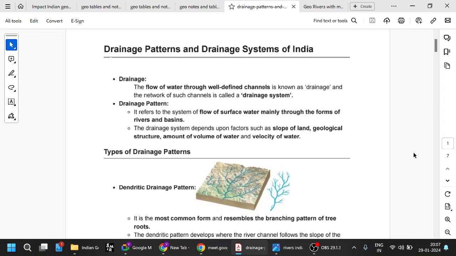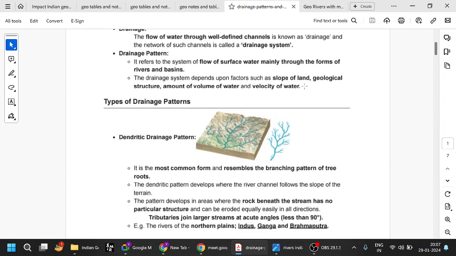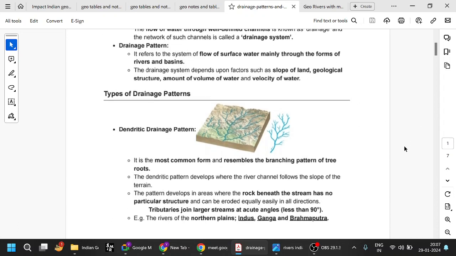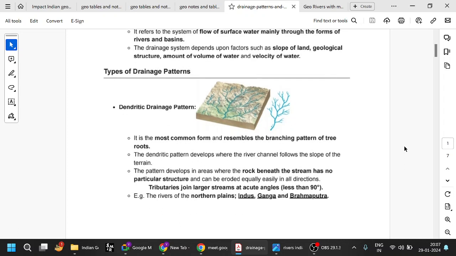So drainage patterns. Just let us have a brief view of drainage pattern. Drainage is the flow of water through well-defined channels, and the network of such channels is the drainage system. And drainage pattern is, for example, dendritic pattern, where there is a single branch and a lot of sub branches, like how you see in the branches of a tree. So all these things we can just go through. Let us quickly finish and go to the question and answers as soon as possible.